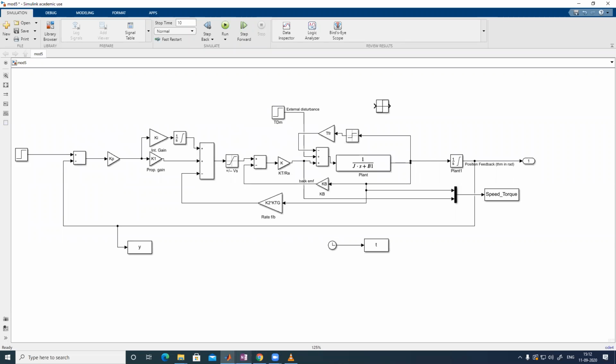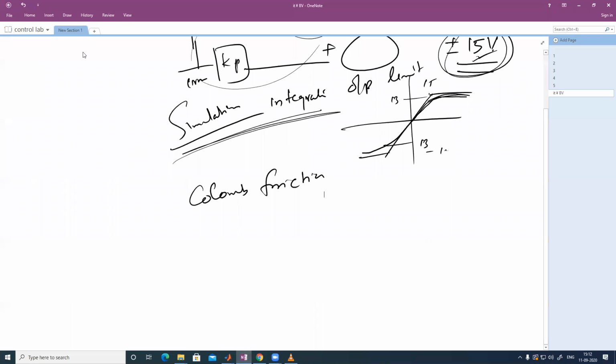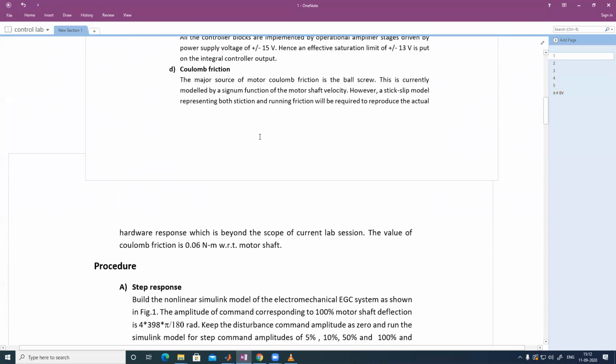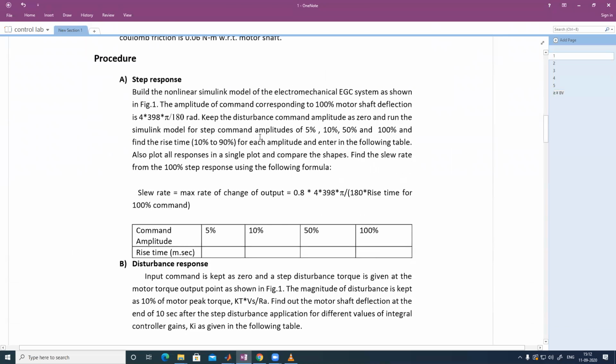So next is the procedure for this lab. In this lab procedure, the first one is step response. You have to do step response first. What is the difference between linear step response and non-linear step response?